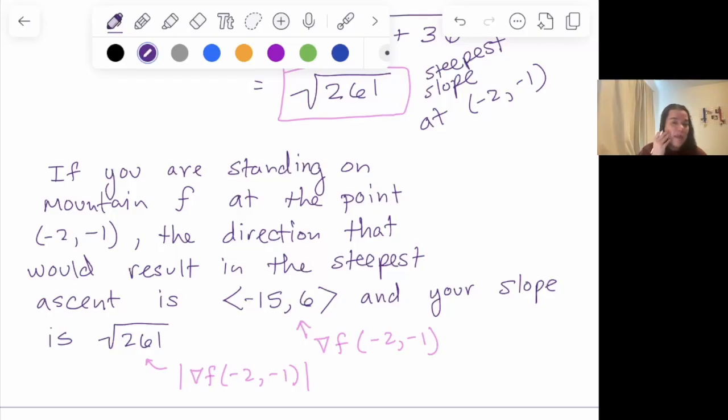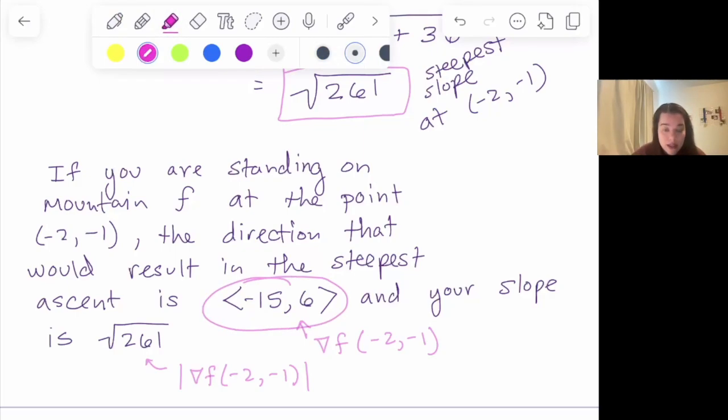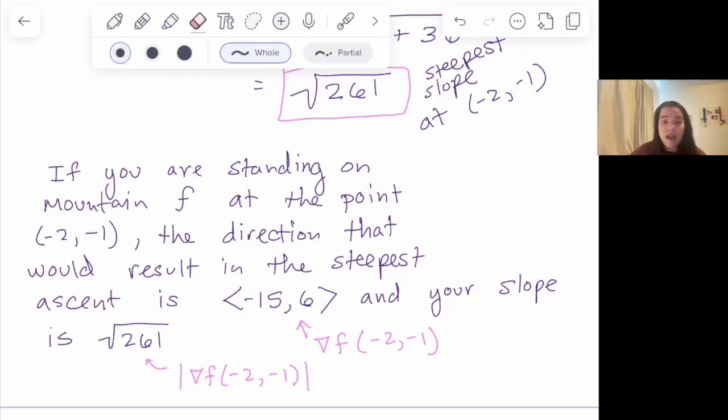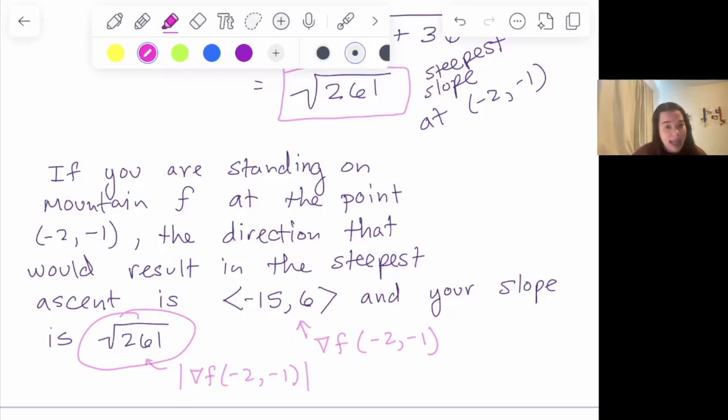You'll notice here in my packet, I had to add in some blank pages. I just didn't have enough room. So we have some blank pages going here to answer all these questions. So part A and B are related, but notice they found different things. Part A found the direction, which is a vector. Finding the magnitude found a scalar, which was the actual slope.